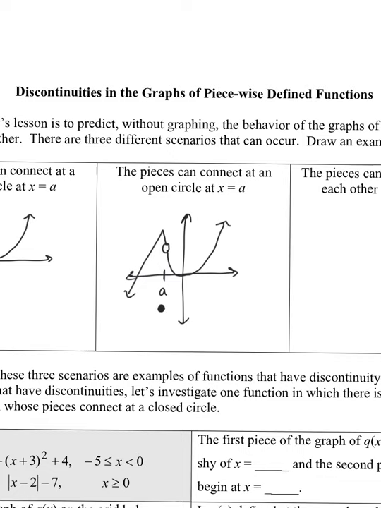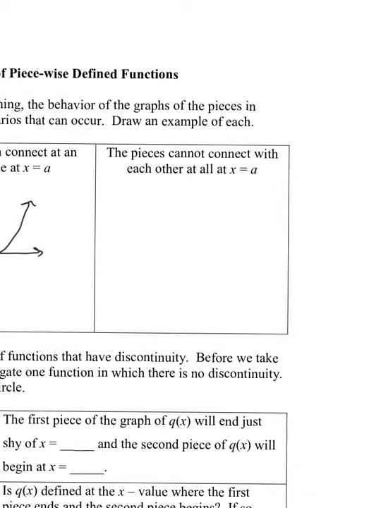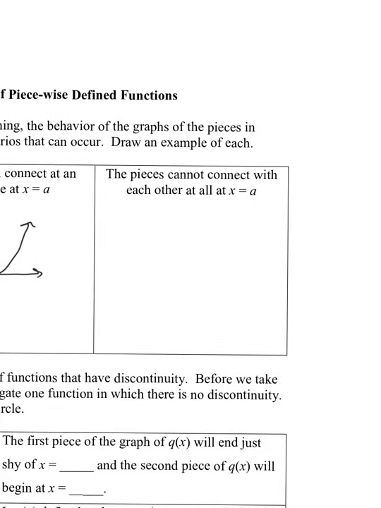Okay? And then in the third box, it asks us the pieces cannot connect with each other at all at x is equal to a. So let's say we have our xy coordinate, same a value, my absolute value function, all right? And let's say we have a point here, and then we have a hole with a quadratic, okay? Is our function defined? Yes, it is, because of the point in the absolute value function, okay?